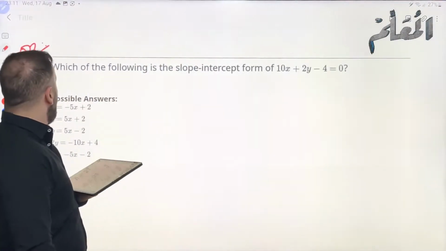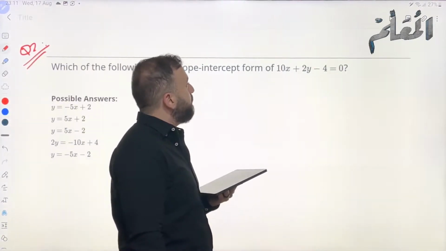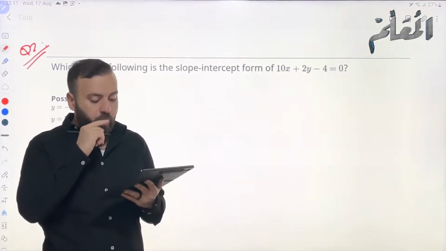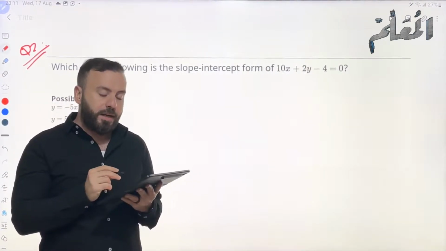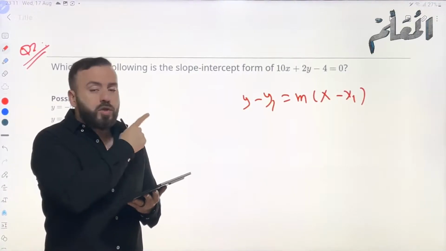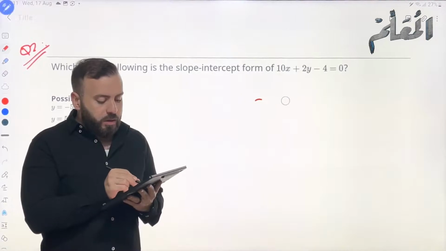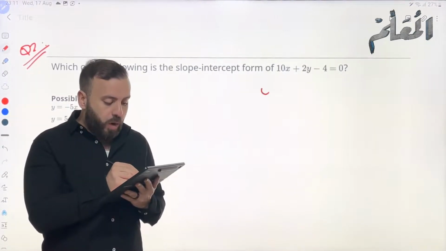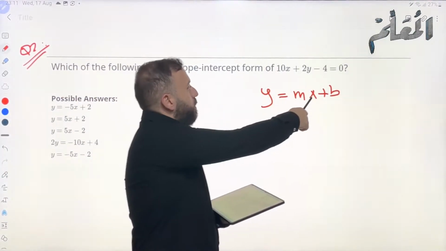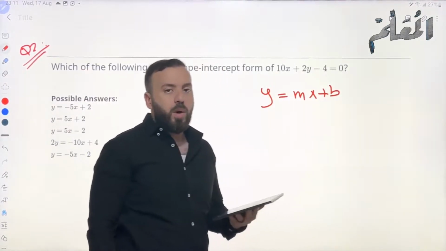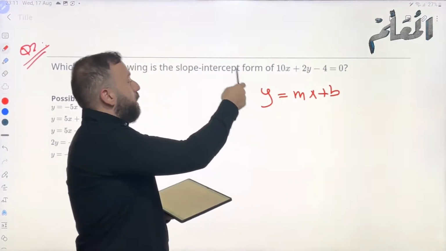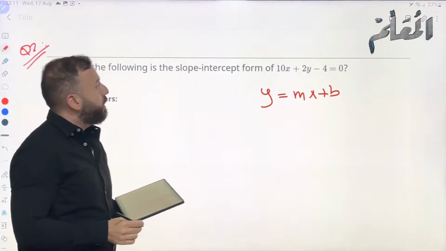Question 2. Which of the following is the slope-intercept form of 10x plus 2y minus 4 is equal to 0? We have two forms of the straight line equation. One is y minus y1 equals gradient times (x minus x1). This is the point-slope form. The other one is the slope-intercept form, which is y is equal to mx plus c, or plus b; there are many books. m is the gradient and c is the y-intercept. The question is telling me we need to rearrange to give it in this way, so at the end we have the slope-intercept form.